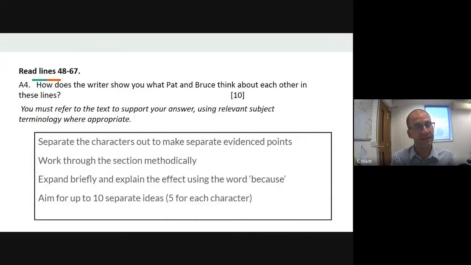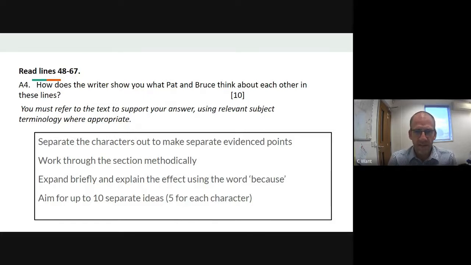Question 4 is similar, but with a slight difference. On lines 48 to 67, how does the writer show you what Pat and Bruce think about each other in these lines? 10 marks, so 10 points. You must refer to the text to support your answer using relevant subject terminology. So you'll need quotations and to identify features. On some of them, you'll need to expand briefly and explain the effect using the word because.